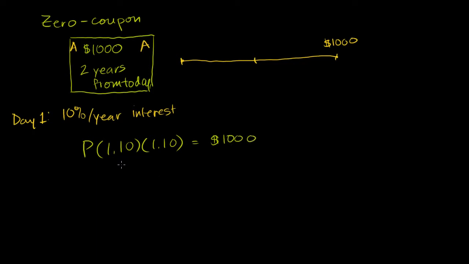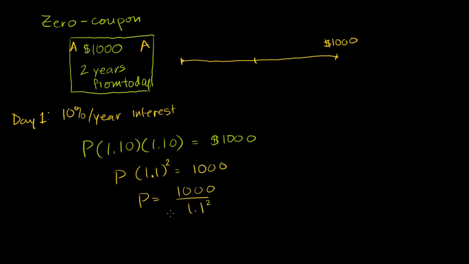$1,000. So let me just be very clear here. P is what someone who expects 10% per year for this type of risk would be willing to pay for this bond. So when you compound their payment by 10% for 2 years, that should be equal to $1,000. So if you do the math here, you get P times 1.1 squared is equal to 1,000, or P is equal to 1,000 divided by 1.1 squared.